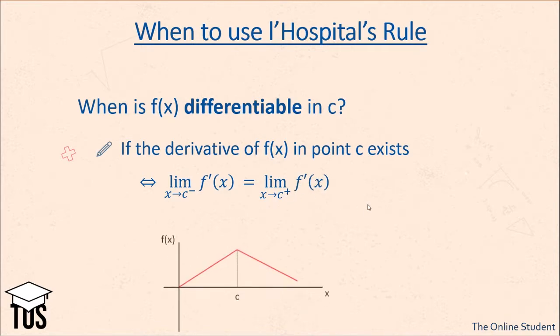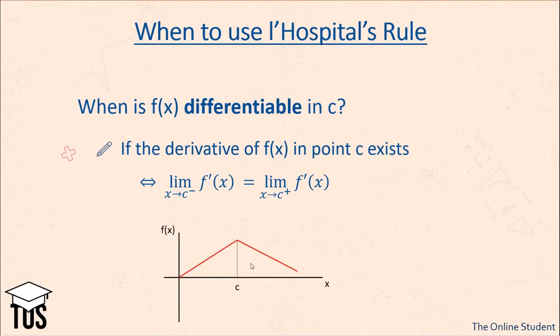So let's say we have this red function. In point c, the limit of the derivative coming from the left is positive. You can see this is a positive slope, so the derivative will be positive. However, the limit of the derivative of the function coming from the right is negative. You can see the slope is negative, so the derivative will be negative as well. And thus the left limit is not equal to the right limit, and so the function is not differentiable in point c. Generally, we could say that kinks or cusps are not differentiable.